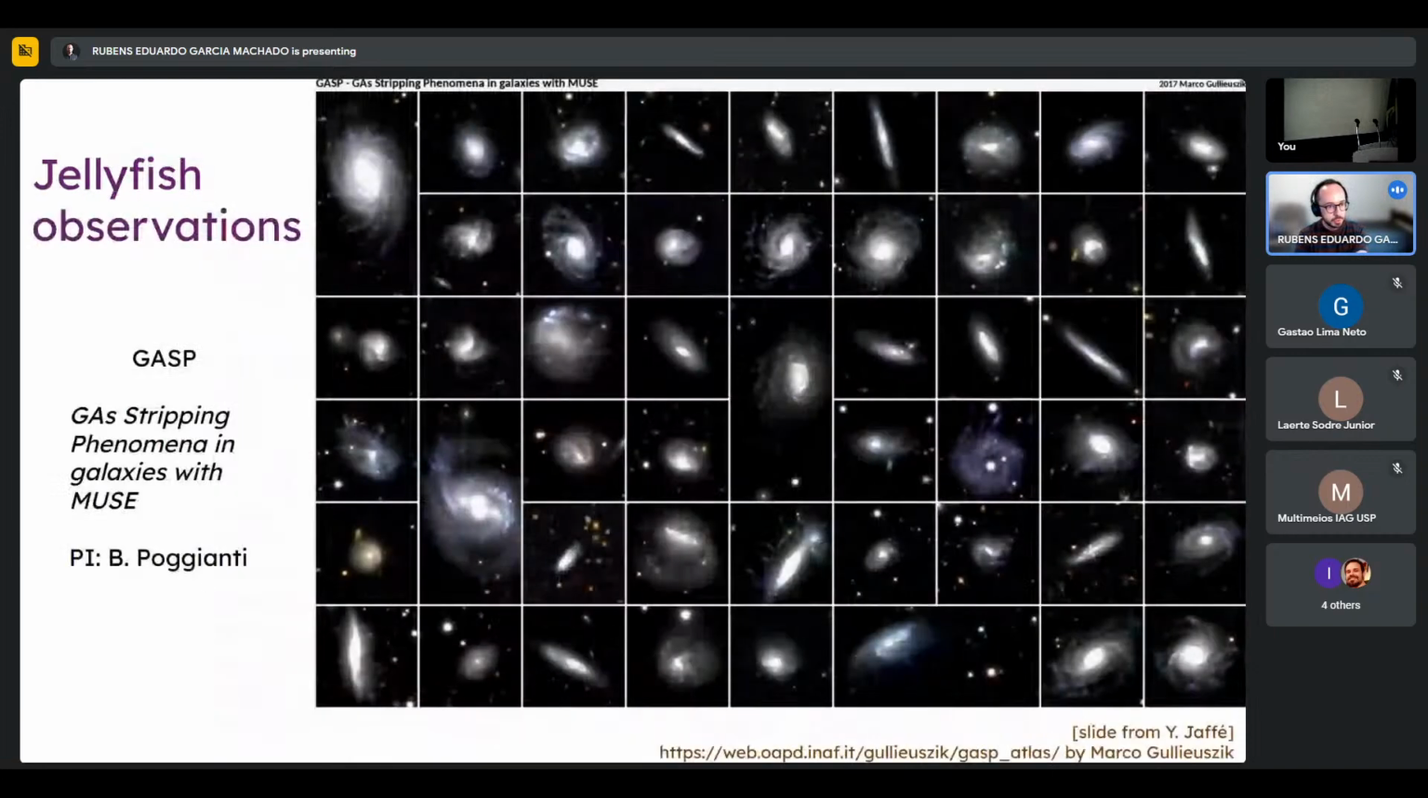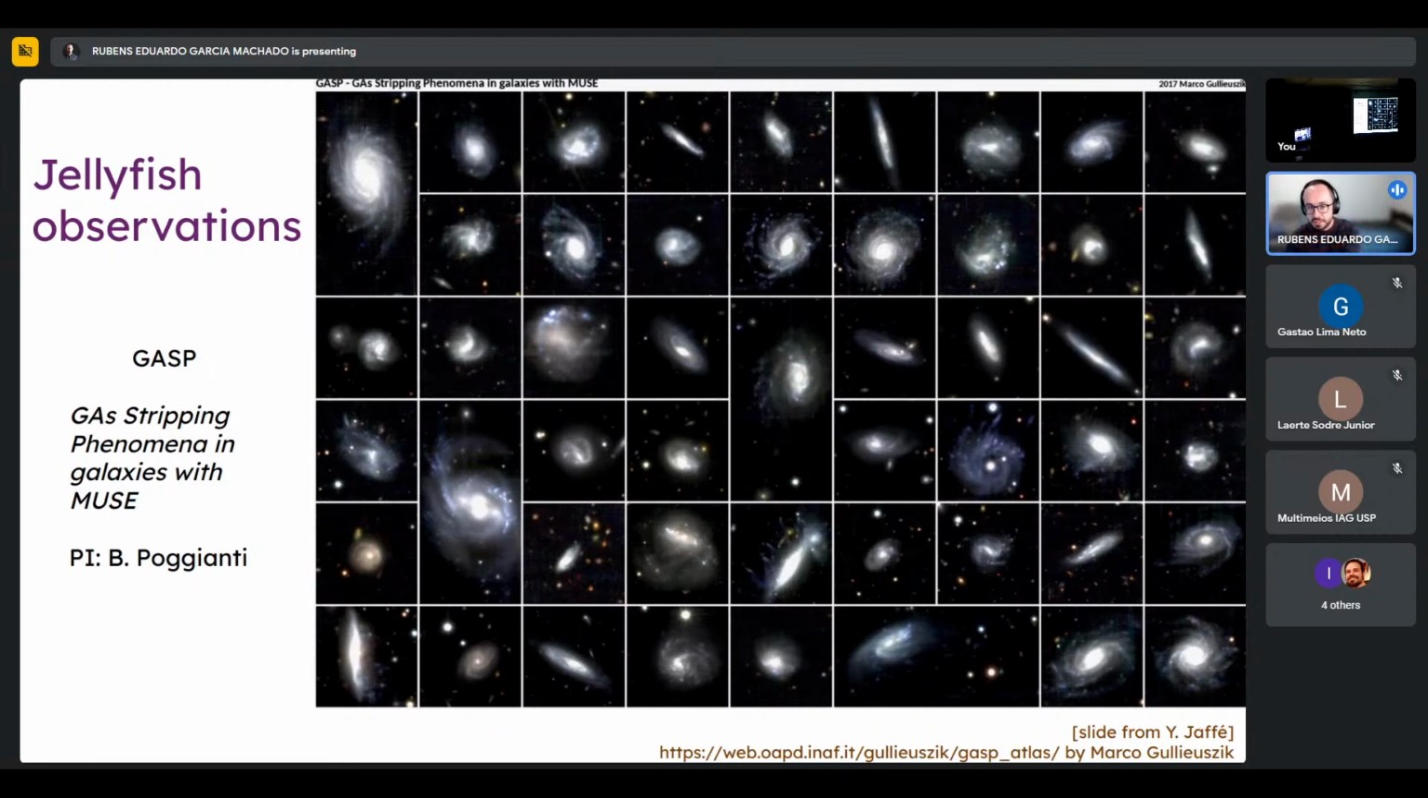And in the next two slides, so this is an image in the optical. This is data from GASP, an important current project making detailed observations of galaxies undergoing this process. GASP stands for Gas Stripping Phenomena in galaxies with MUSE, whose PI is Bianca Poggianti. By the way, I borrowed this slide from a presentation by Yara Jaffé.